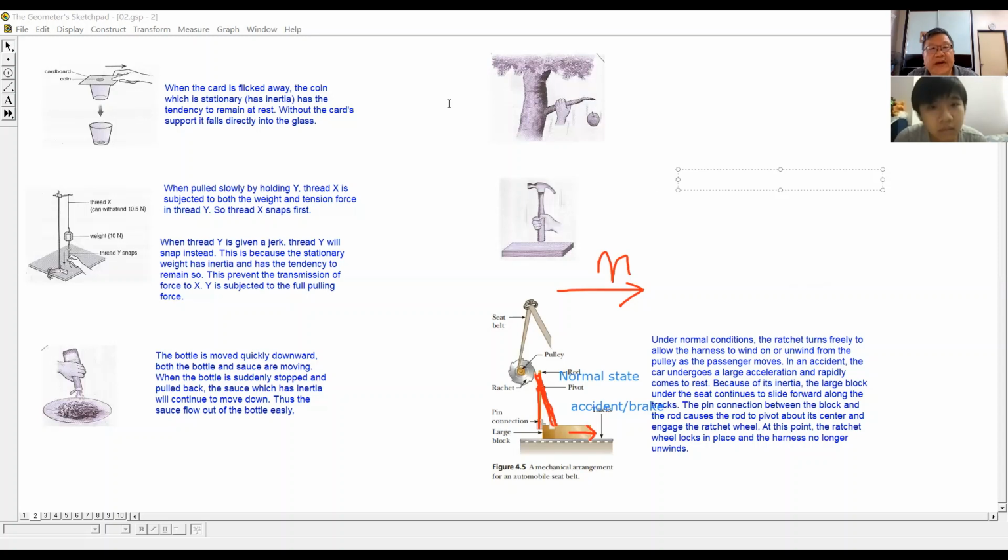So the principle behind this is the inertia of the block. Any questions?